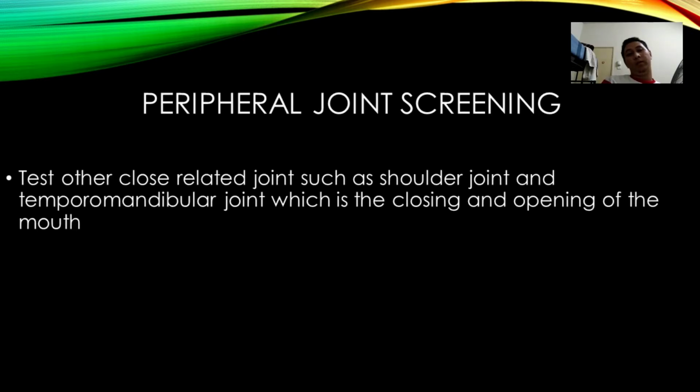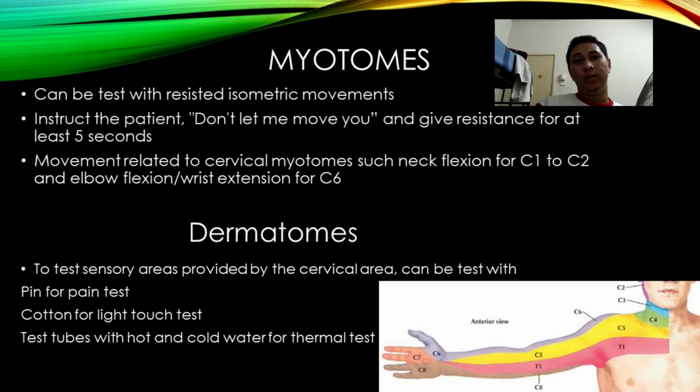Then peripheral joint screening is also important, to test other nearby joints such as the shoulder joint and the temporomandibular joint, which is the closing and opening of the mouth, close to the cervical spine. Then checking the myotomes and dermatomes related to the cervical area is also needed.